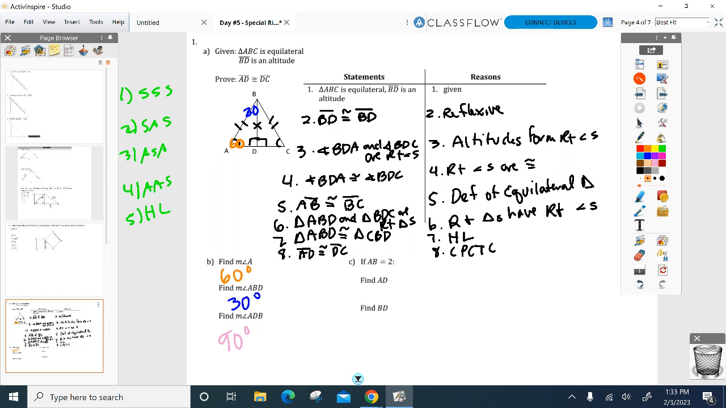In your group right now, if AB is equal to 2, and again, use everything we just did in the proof, what's the length of AD then? Talk it out. Explain it to each other here in case you get called on. If AB is 2, what's got to be the length of AD?